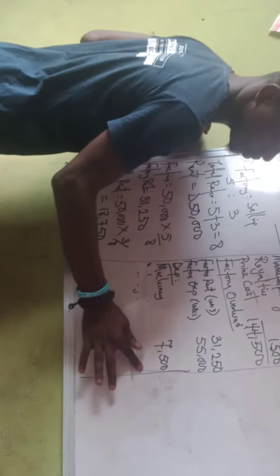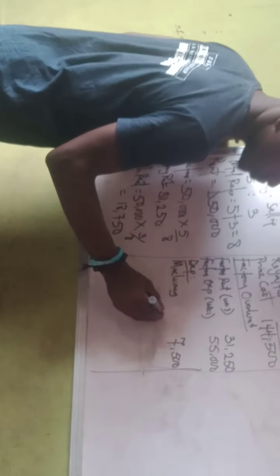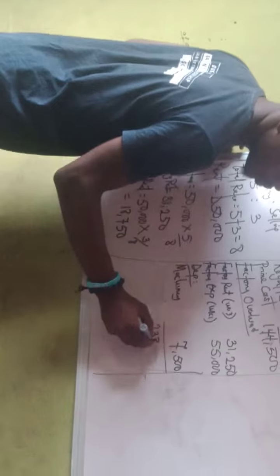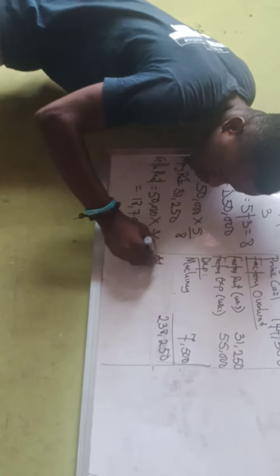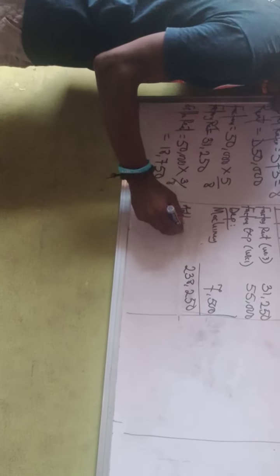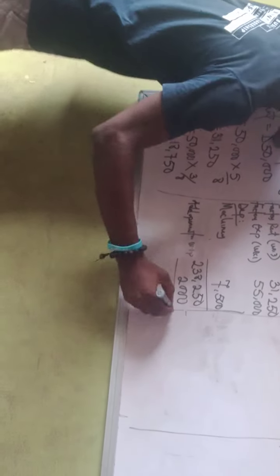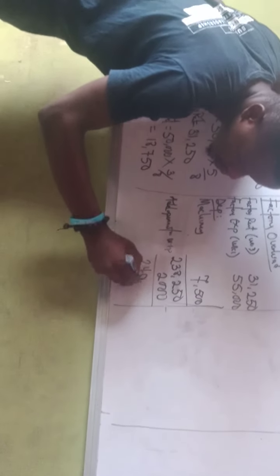I'm sorry, please, don't add the delivery van. It should be under selling expenses. Please sum it again. So now 238,000. Alright, so add the opening stock of WIP, which means work in progress. So add the opening stock of 2,000. That gives 240,250.